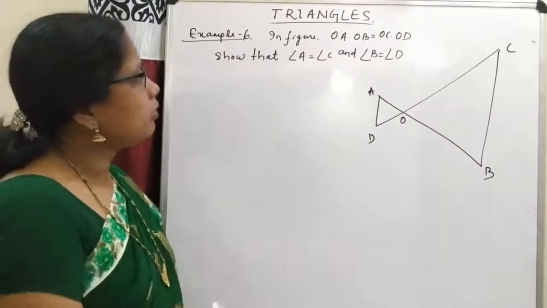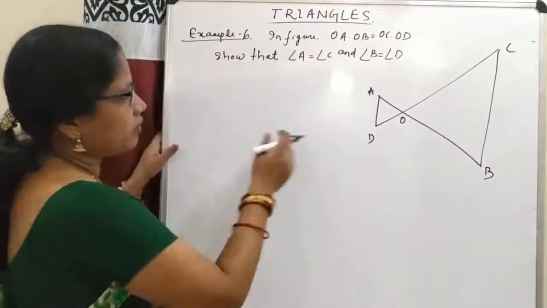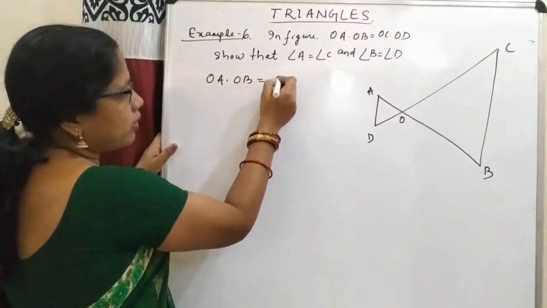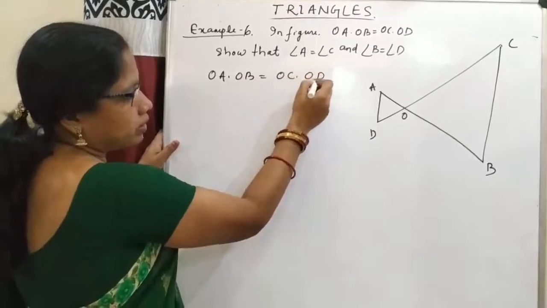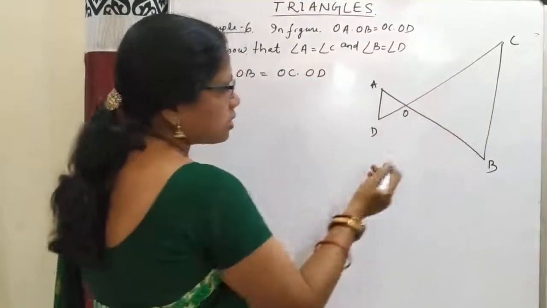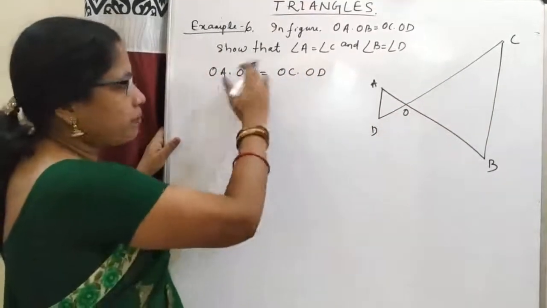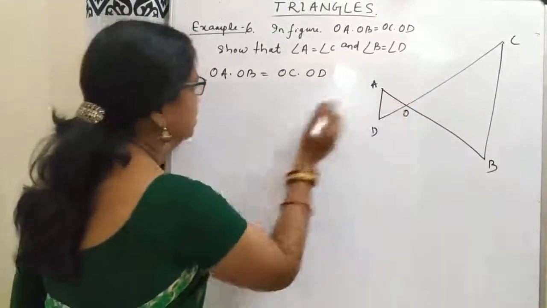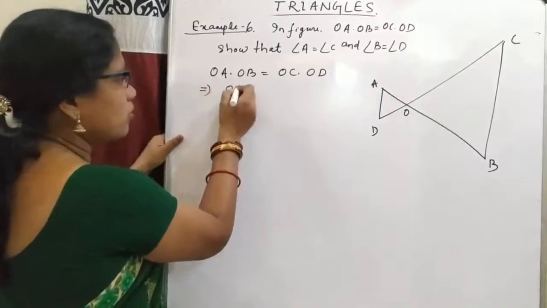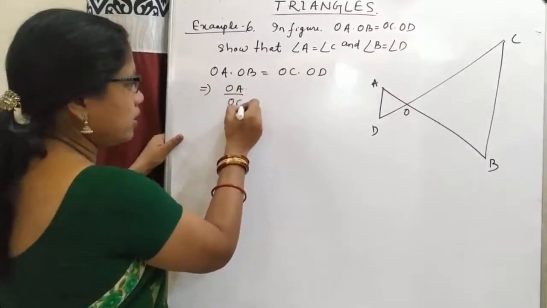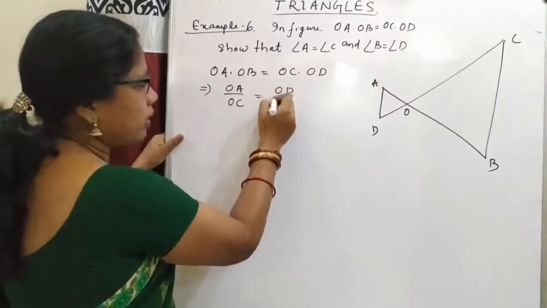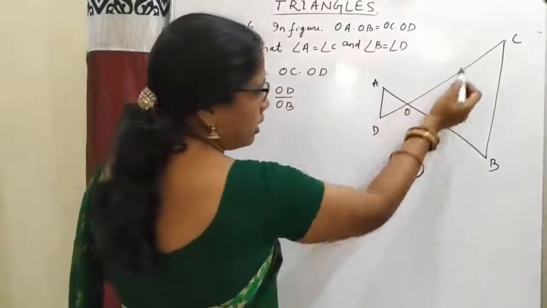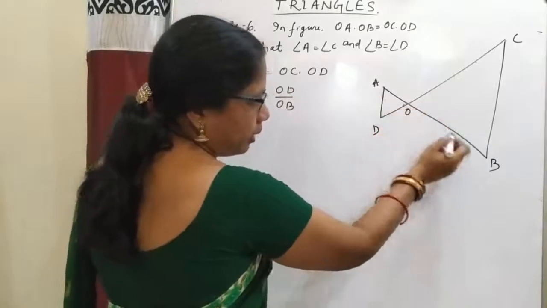Next example, in this figure it is given that OA dot OB is equal to OC dot OD. These are two triangles. So we have to represent it in the ratio of sides of these two triangles. So this implies OA by OC is equal to OD by OB.